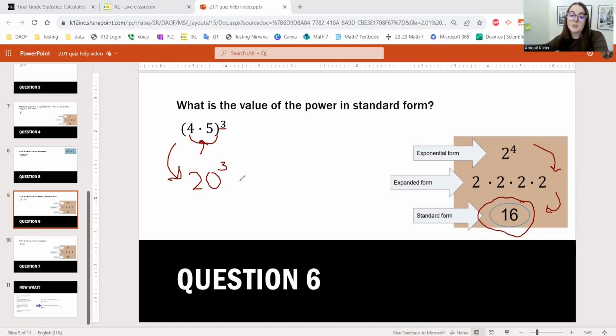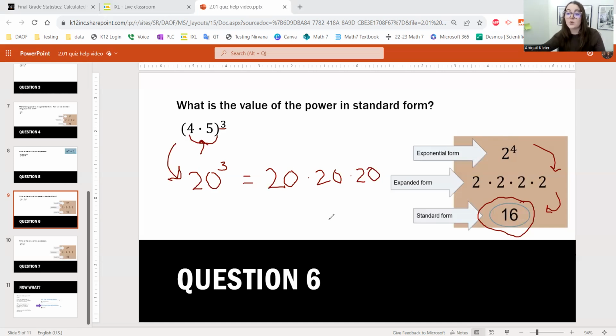My next step is going to be to write this in expanded form, right? So now I'm in exponential form. I'm going to write this in expanded form. My base is 20. I'm going to multiply 20 3 times. So 20 times 20 times 20.